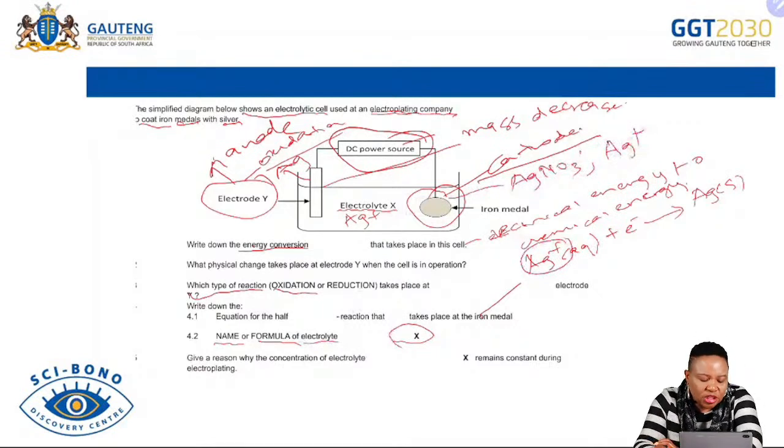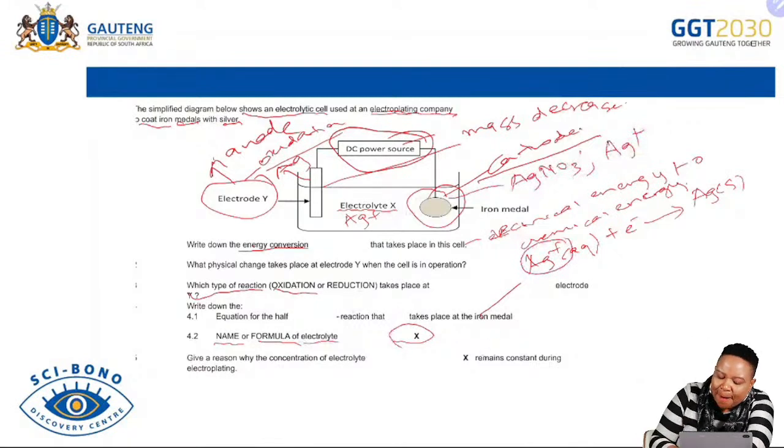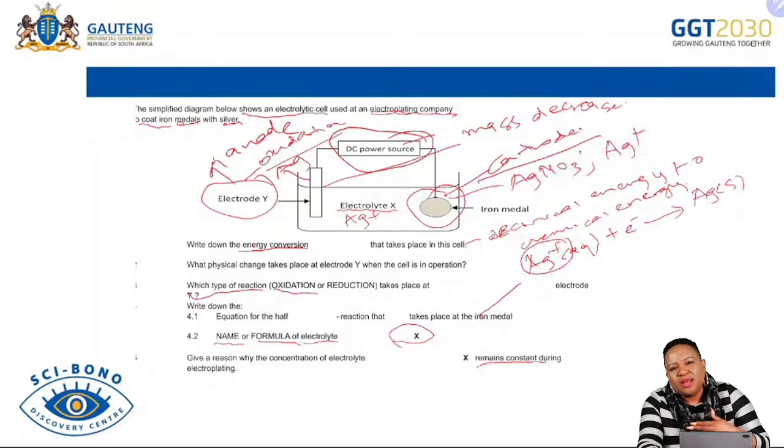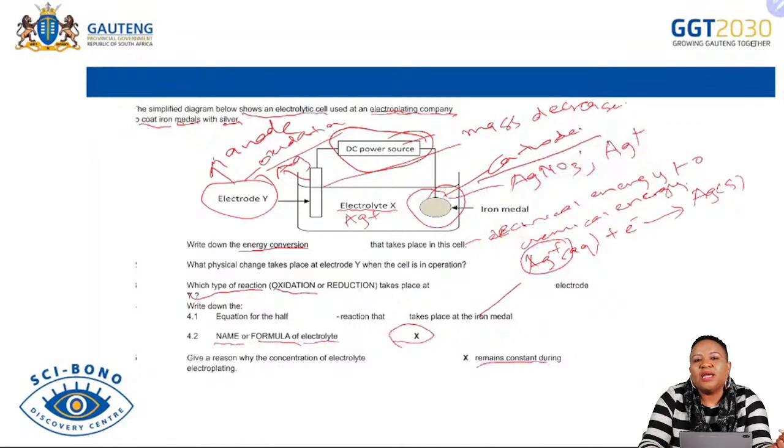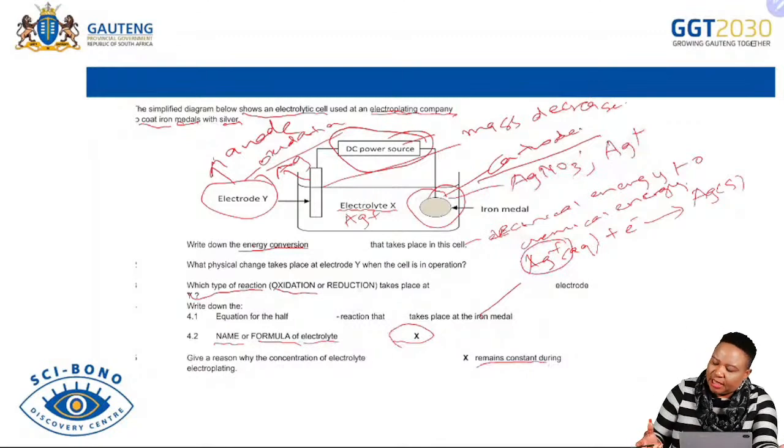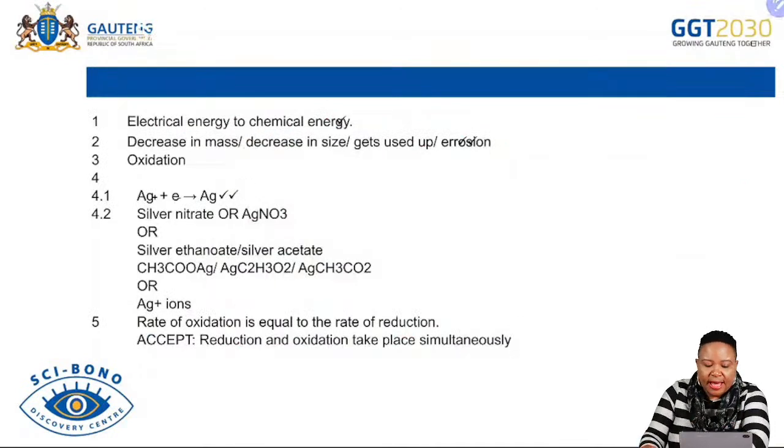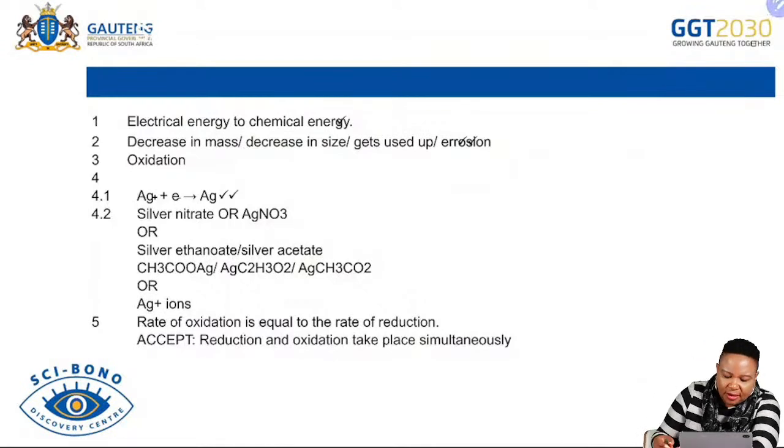Give a reason why the concentration of the electrolyte X remains constant. I can see that this question is coming up time and again. So it means it is very important to know what will happen in each and every process in terms of the concentration of the electrolyte. And here the examiner is telling you that the concentration of the electrolyte will not change, showing that the rate of oxidation is going to be equal to the rate of reduction, or the reactant ions as they are used, the product ions as they are produced, they are also being used. So it means you will find that both the ions are not used up in the reaction.